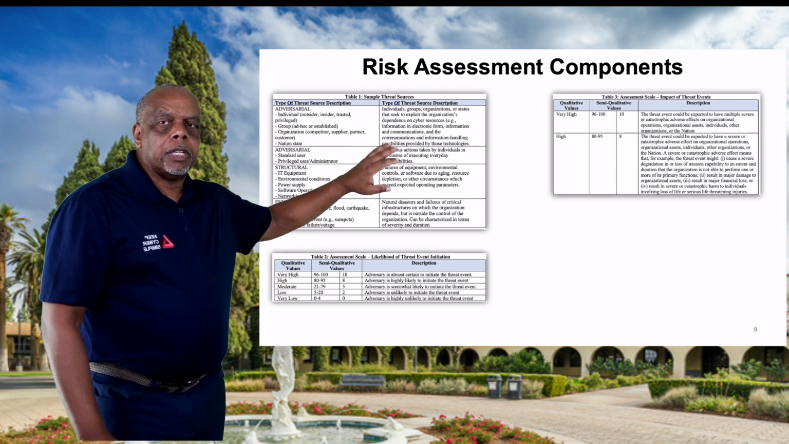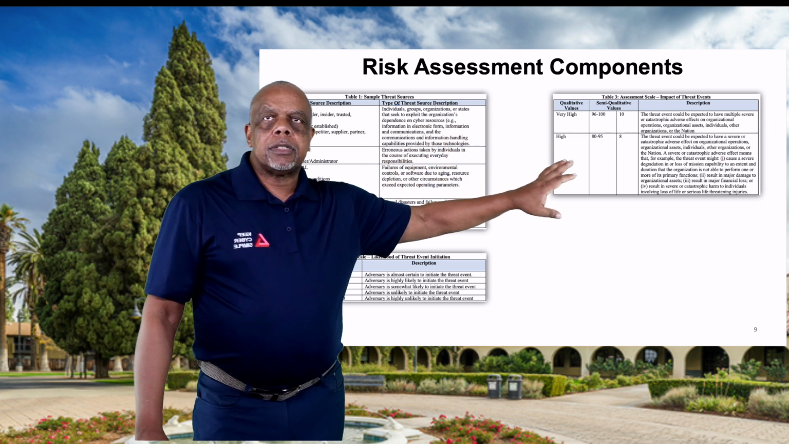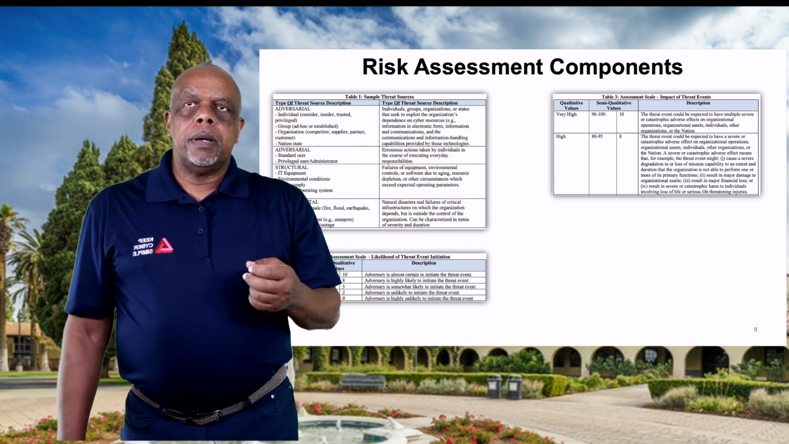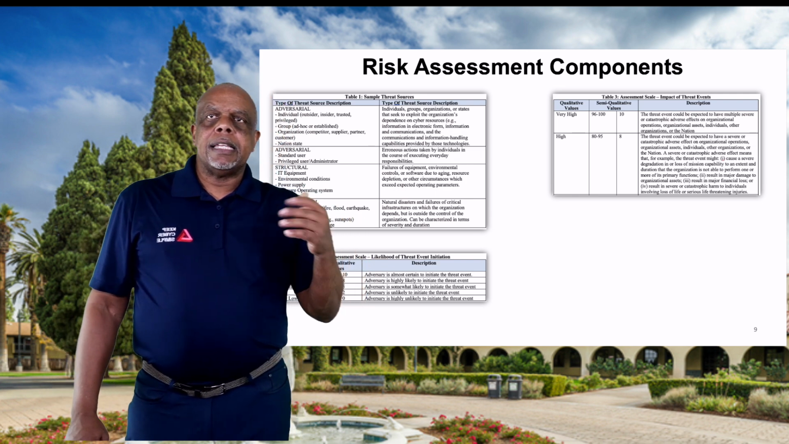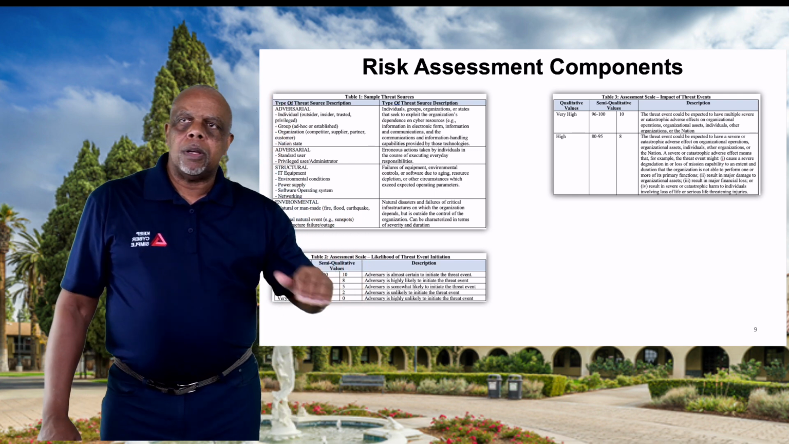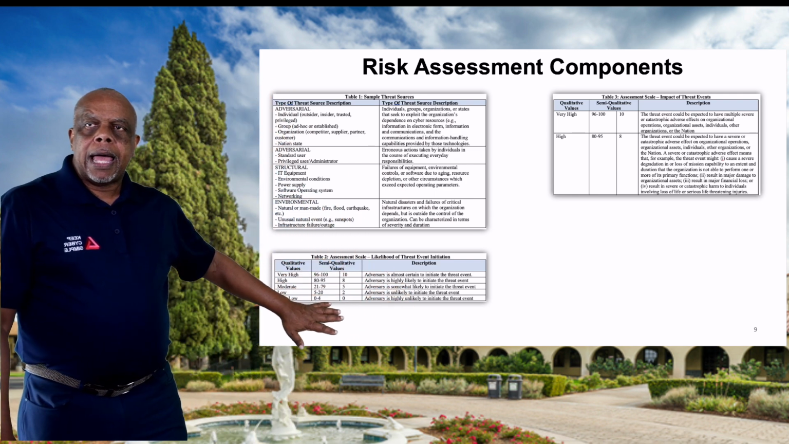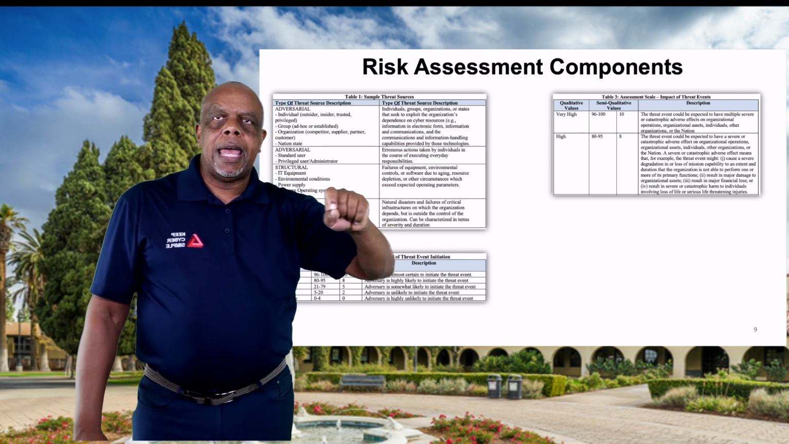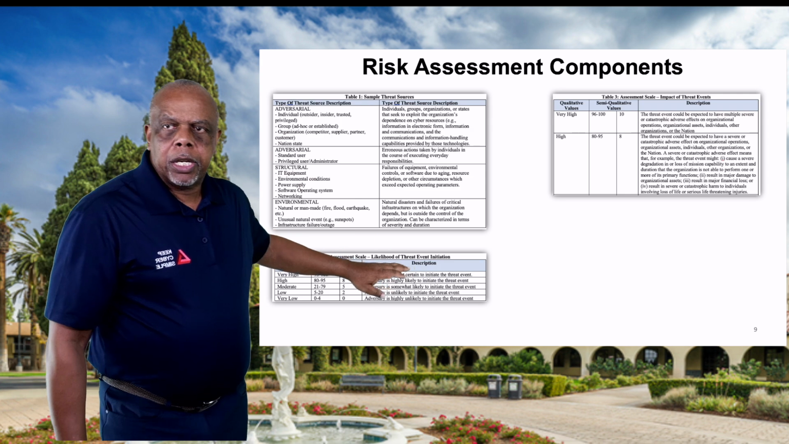We look at table 3 over here, right? Table 3 is again part of our assessment scale, the impact of the threat event. Is that event very high? Is it high? Is it medium, low? It looks very much like the likelihood. Now this is saying if this event happens, how bad is it going to be? This right here is just the likelihood.